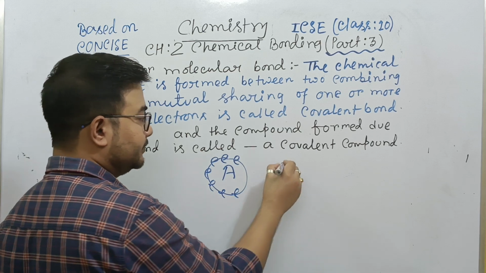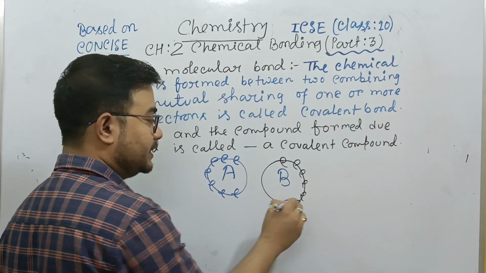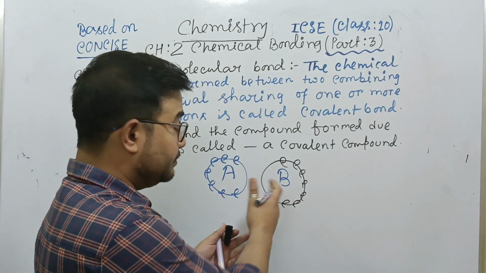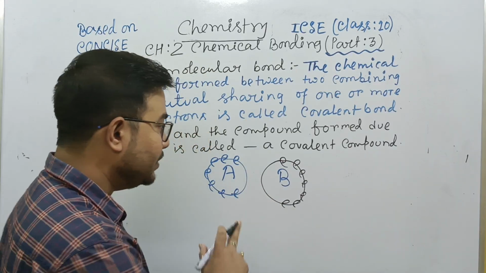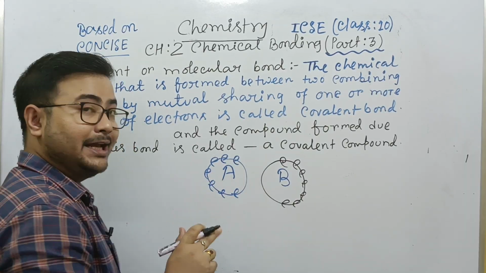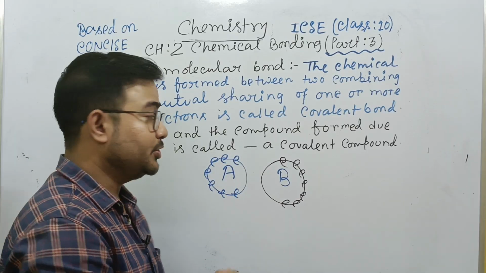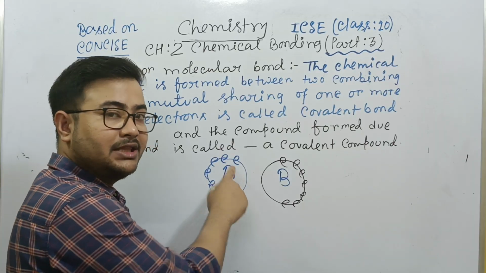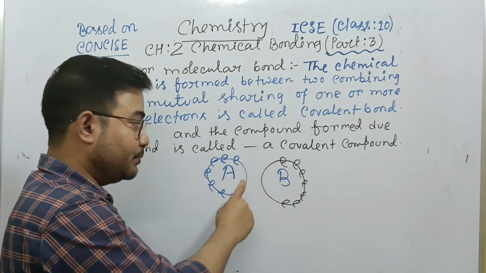Now suppose B also has 1, 2, 3, 4, 5, 6, 7 electrons. If B gets one more electron, then it also has a complete octet. Now in this situation, look at the board. Tell me first, is it possible to donate an electron from A or B? No, because each has only one electron fewer than a complete octet in the outermost shell. So it will not donate, it will try to accept, both of them.